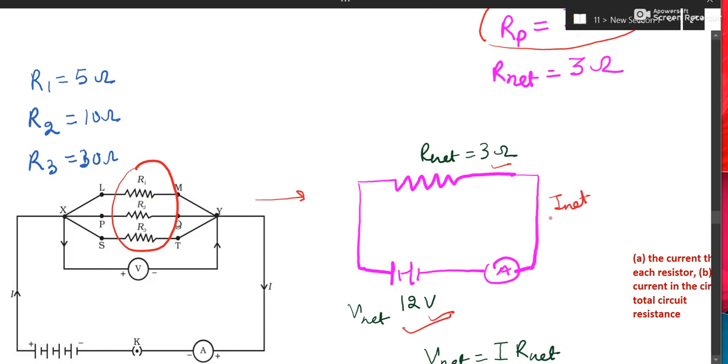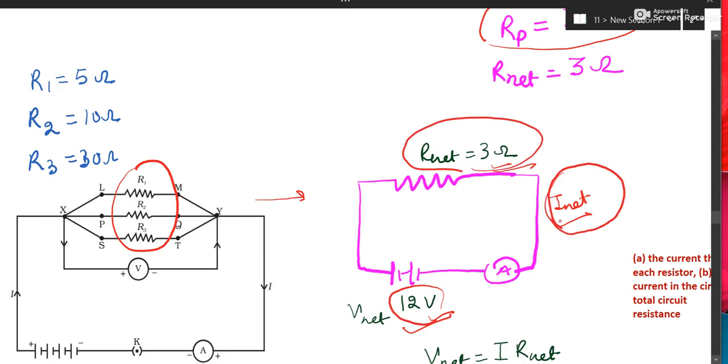V is equal to I into R. V is given, R is given, so I can be found. That will be the current through the circuit. This is one part: current through the circuit is asked. Net resistance is asked. The two parts are solved.